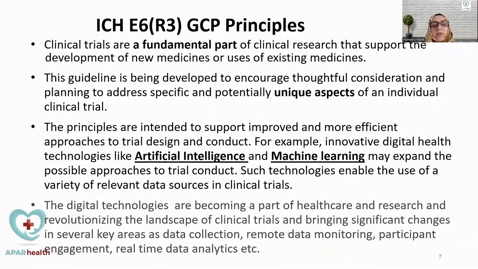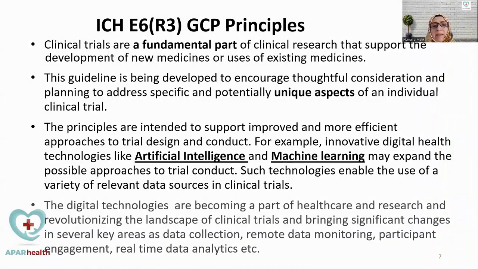Now, if we look at the principles, we know that clinical trials are a very fundamental part of clinical research. Clinical trials support the development of new medicines and the use of existing medicines. This guideline is being developed to encourage thoughtful consideration and planning to address specific and potentially unique aspects of individual clinical trials.